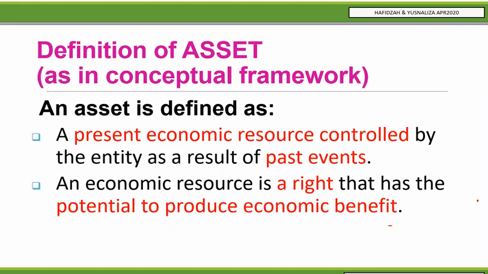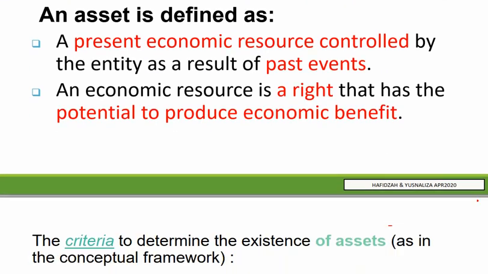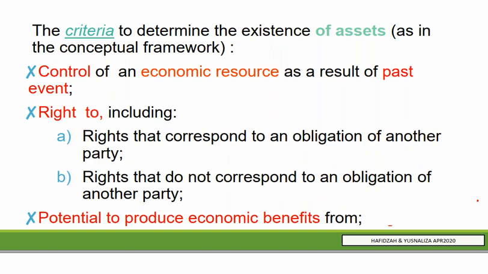So let us look at the definition of asset as in the conceptual framework. An asset is defined as a present economic resource controlled by the entity as a result of past events. And an economic resource is a right that has the potential to produce economic benefit. Right, so let us look at this. The criteria to determine the existence of an asset as in the conceptual framework.